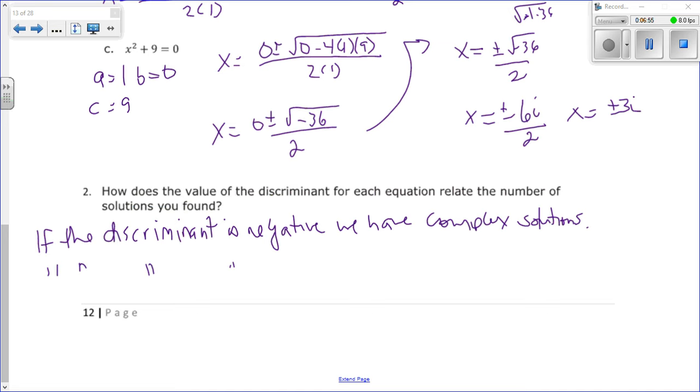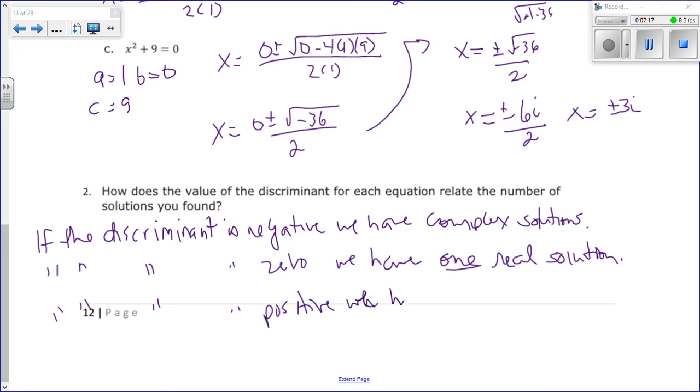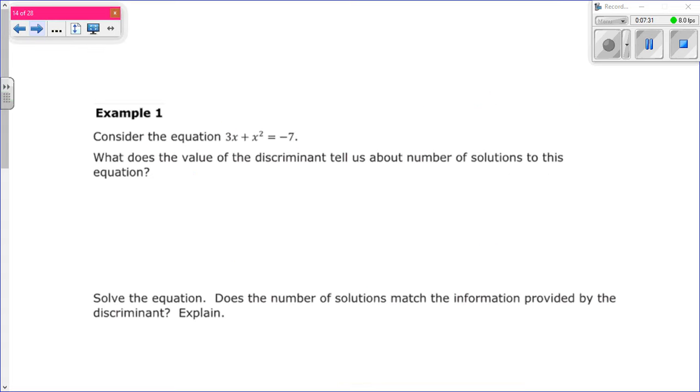If the discriminant is 0, we have one real solution. And if the discriminant is positive, we have two real solutions. All right, moving on. That's something that's kind of important that you need to know.